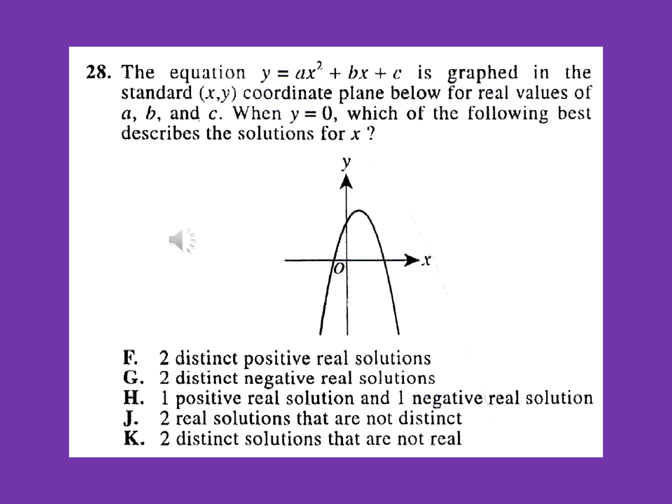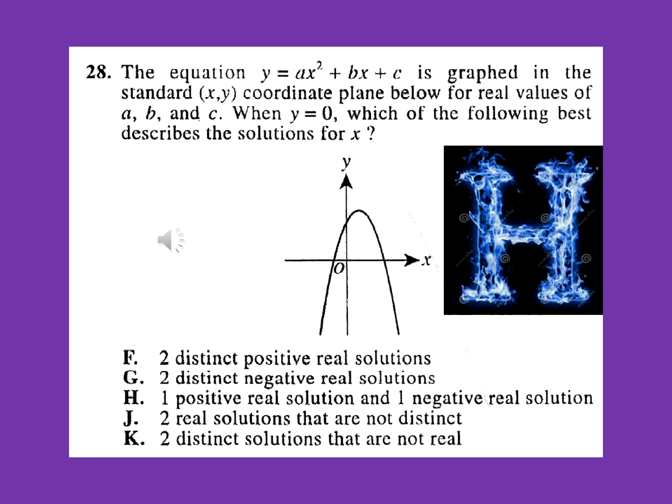You could also find that from the fact that they're telling you that y equals 0. Y equals 0 on the x-axis. So we're looking at what's going on when I'm at the x-axis. So in this problem, the parabola touches the x-axis once on the left, which was negative, and again on the right, which is positive. So we have a negative answer, we have a positive answer. That's exactly what H is saying, and that's the correct answer to the question.